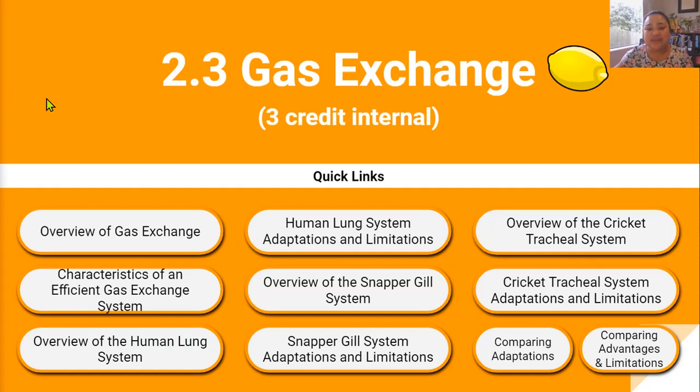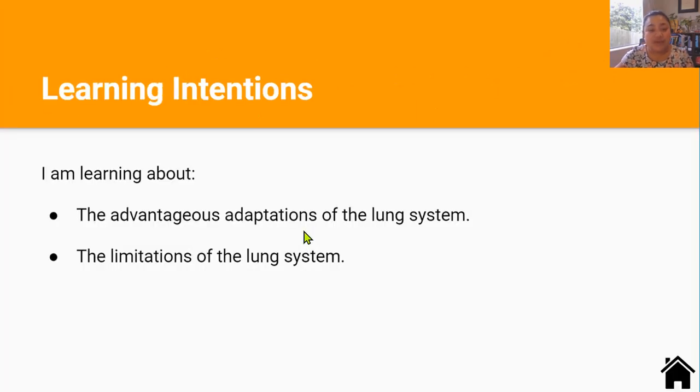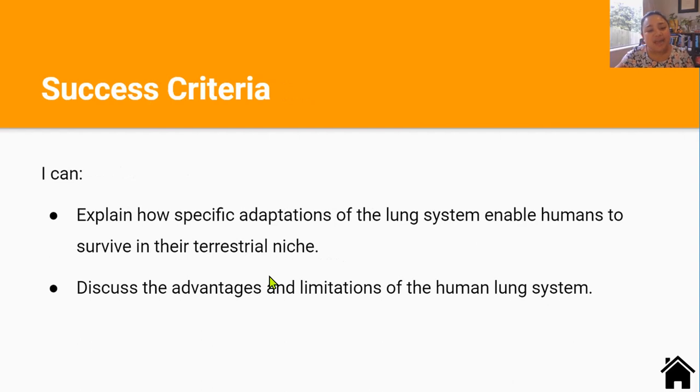This is video 4. In this video you'll be learning about the advantageous adaptations of the lung system and the limitations of the lung system. By the end of this lesson, you should be able to explain how specific adaptations of the lung system enable humans to survive in their terrestrial niche, and discuss the advantages and limitations of the lung system.